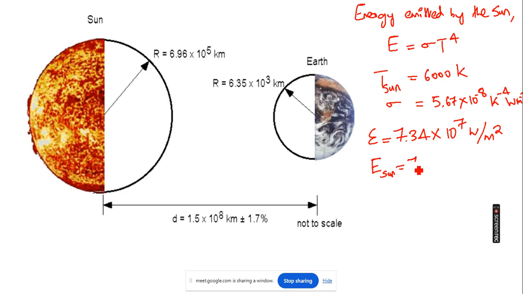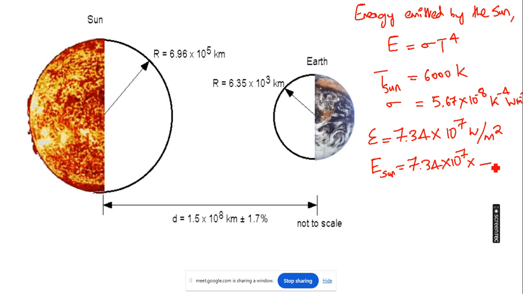So how can you find the total energy that is being emitted by the sun? Can you tell me? You can multiply it by the, yeah, into, so this is, yes, exactly. So this can be multiplied by the surface area of the sun.